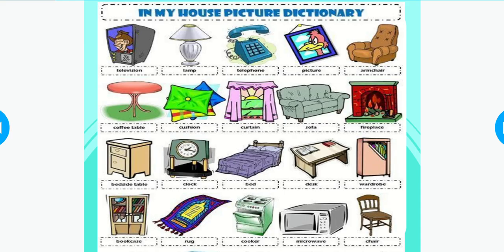Here we have house vocabulary. In my house picture dictionary, we have a television, a lamp, telephone, picture, armchair, coffee table, cushion, curtains, sofa, fireplace, bedside table, clock, bed, desk, wardrobe, bookcase, rug.